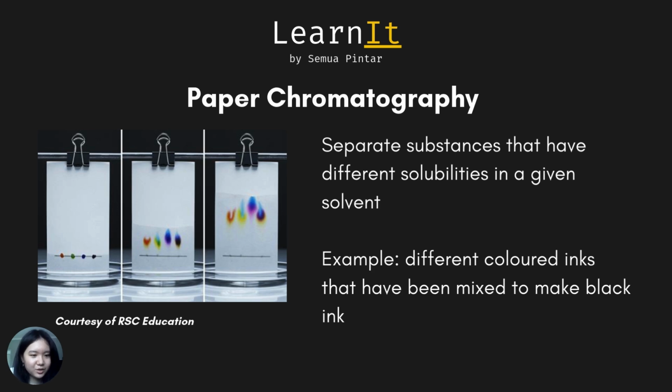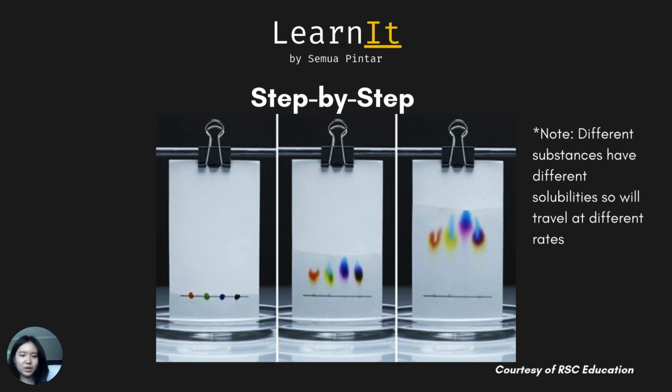So there's a picture right here that I've taken from RSC Education, and as you can see, this is how a paper chromatography would look. So I'm going to try to take you through it step by step because this is actually a common separation technique as well. It's probably going to appear on chemistry exam papers. So first of all, imagine you have a piece of paper, and we call this the stationary phase.